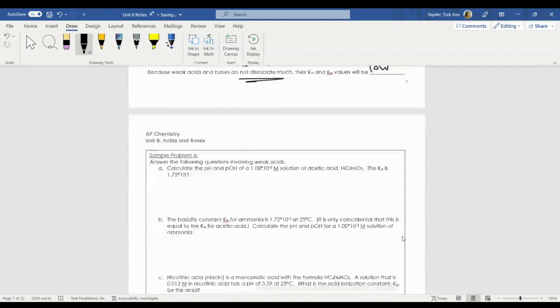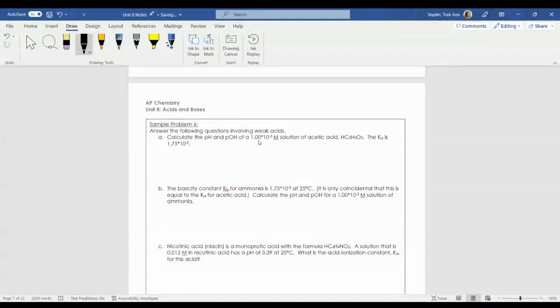Let's go ahead and use this and consider what would be the pH of these weak acids and weak bases. It says calculate the pH and pOH of a 1 times 10 to the negative 3rd molar solution of acetic acid. And I'm given the Ka value there. I can't just take the negative log of that concentration. It's not the negative log of 1 times 10 to the negative 3rd, because not all of this acetic acid is dissociating.